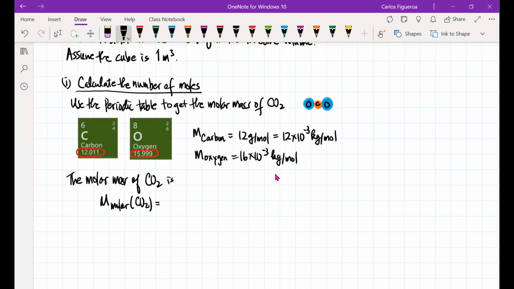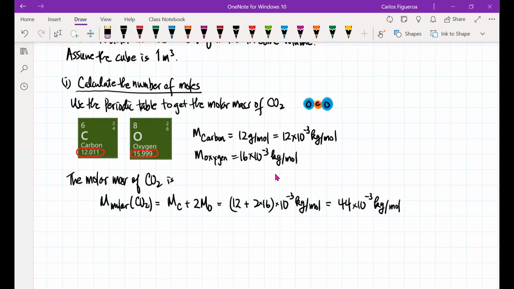So this is going to be the mass of carbon plus 2 times the mass of oxygen. So then this will be what? This is going to be 12 plus 2 times 16 times 10 to the minus 3 kilograms per mole. And so this gives me 32 plus 12 gives me 44 times 10 to the minus 3 kilograms per mole. So that is the molar mass of CO2.